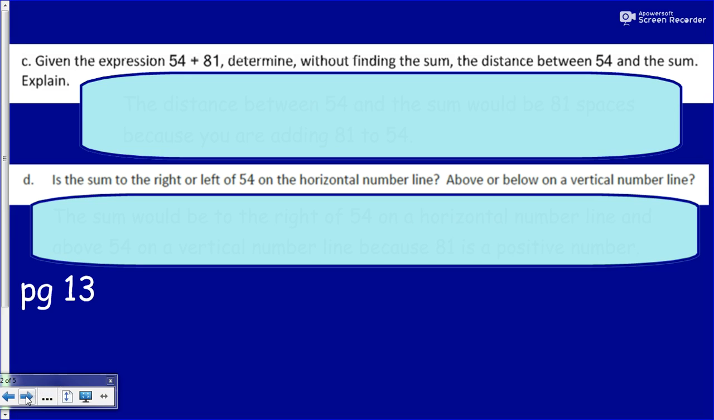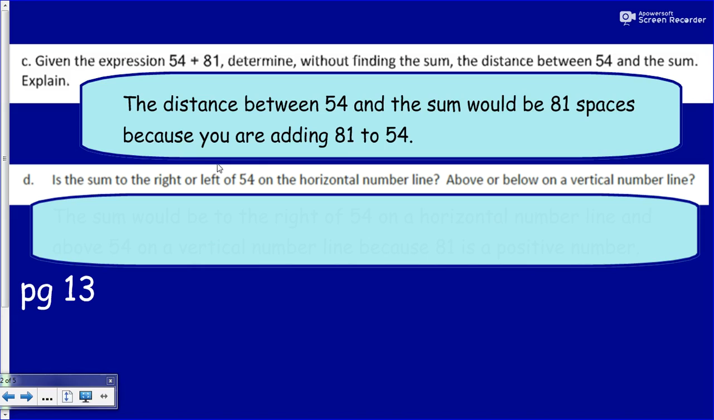If we look at letter C, still on page 12 for you, given the expression 54 plus 81, determine without finding the sum. So we don't really need to add that. We just want to know the distance between 54 and the sum. So if we had a really long number line and we drew a vector out to 54, we would want to know how big of a vector we would need to draw for the number 81. And the answer is a vector that's 81 spaces long. Okay, because we're adding 81, and the absolute value of 81 is 81. So it would be 81 spaces away.